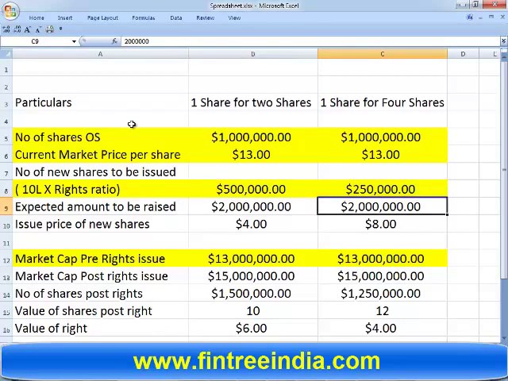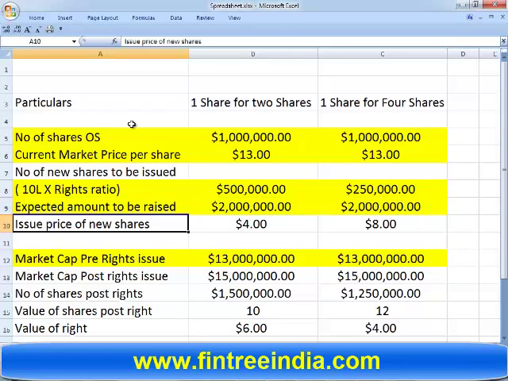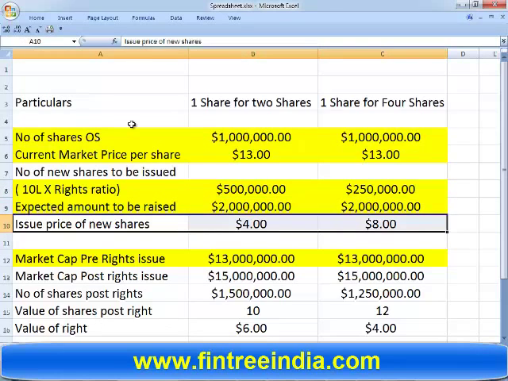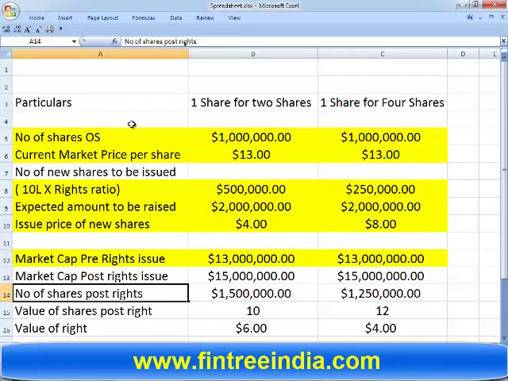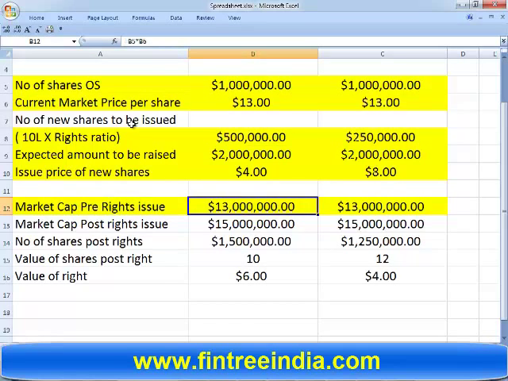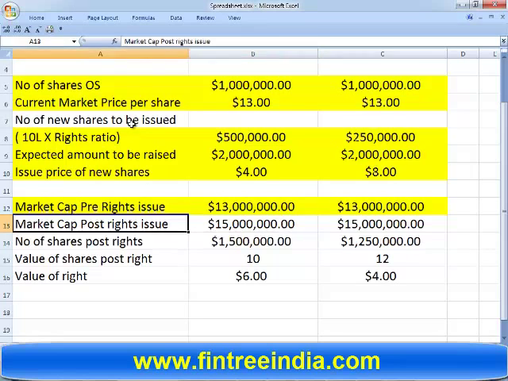How much amount do we have to raise? This is given in the question. Based on that, we can find out what should be the issue price of the new share. The issue price here should be 4 and 8, because we want to raise 20 lakhs divided by 5, which is 4, and 20 lakhs divided by 2.5, which is 8. Now what will happen post rights? Originally your market capitalization was 13 million. Now we've raised another 2 million, which means total market capitalization is 15 million, or 150 lakhs.